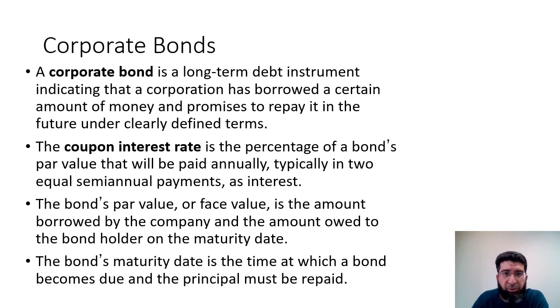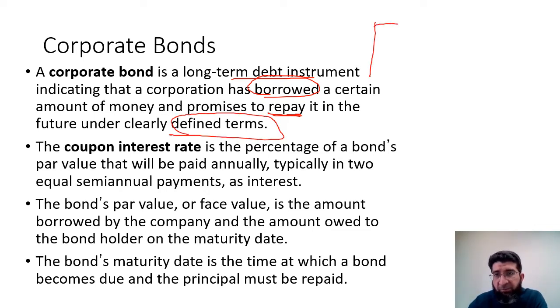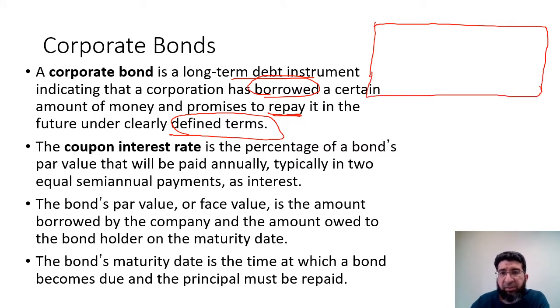So a corporate bond is a long-term debt instrument indicating that a corporation has borrowed a certain amount of money and promises to repay it in the future under clearly defined terms. These terms we are going to look at in a minute. However, what is the form of a bond? It's like a piece of paper, and you can think of different aspects of it.